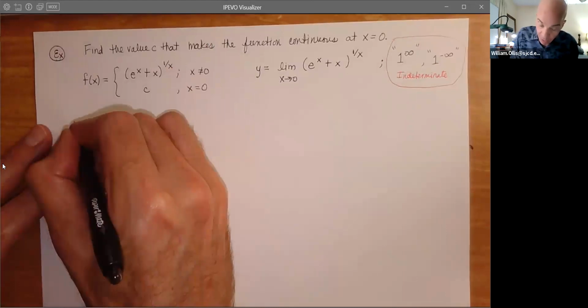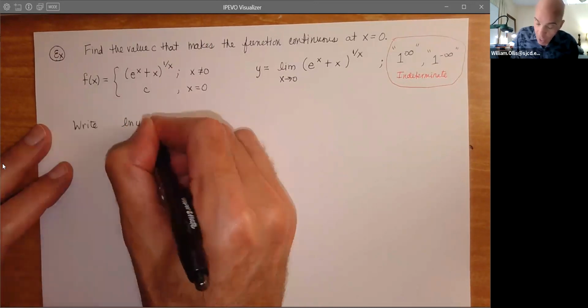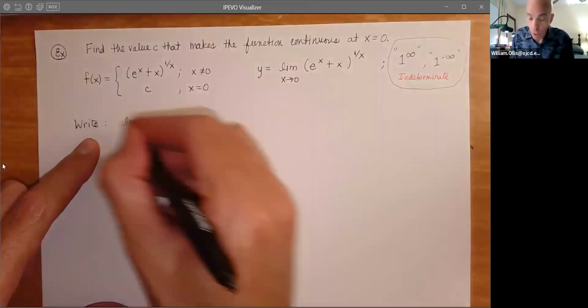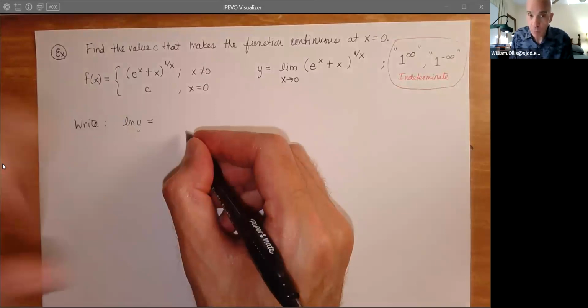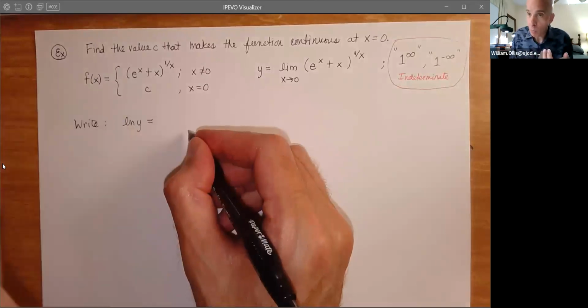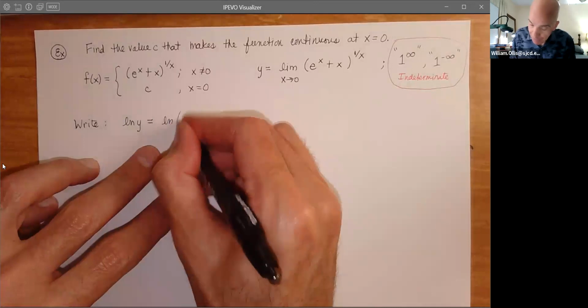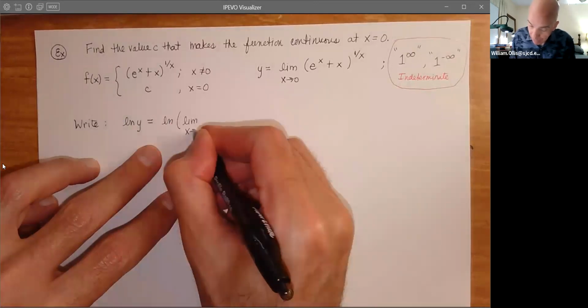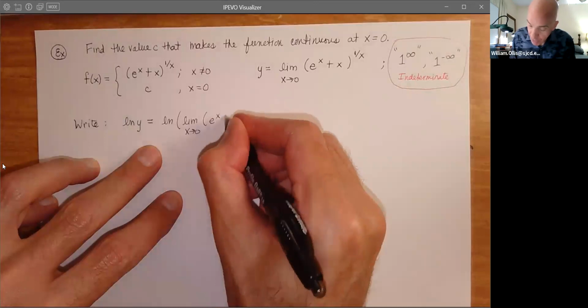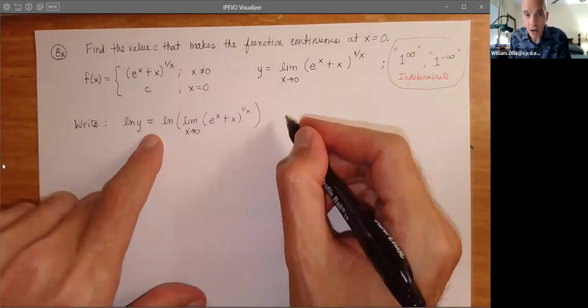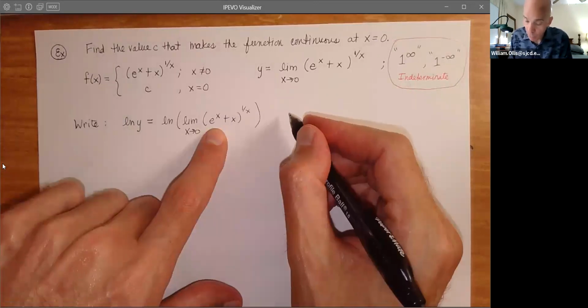We're just going to write the following: the natural log of y, and use the continuity of the natural log function. So hopefully, fingers crossed, we'll be able to apply L'Hopital, because we'll rig one of the indeterminate forms that we started with. So this will be the natural log of the limit as x approaches 0 of (e^x + x)^(1/x). And then by continuity, we can just move the logarithm into the limit and use the power rule.